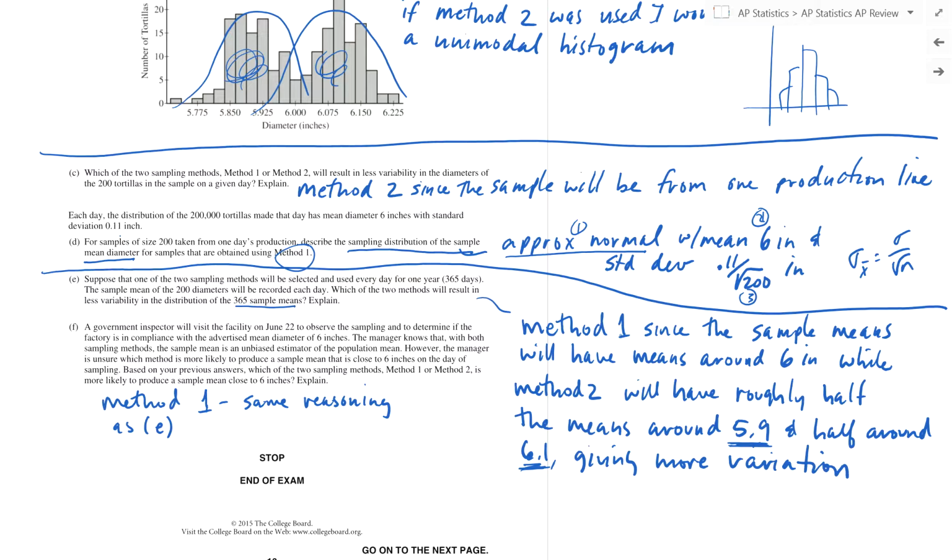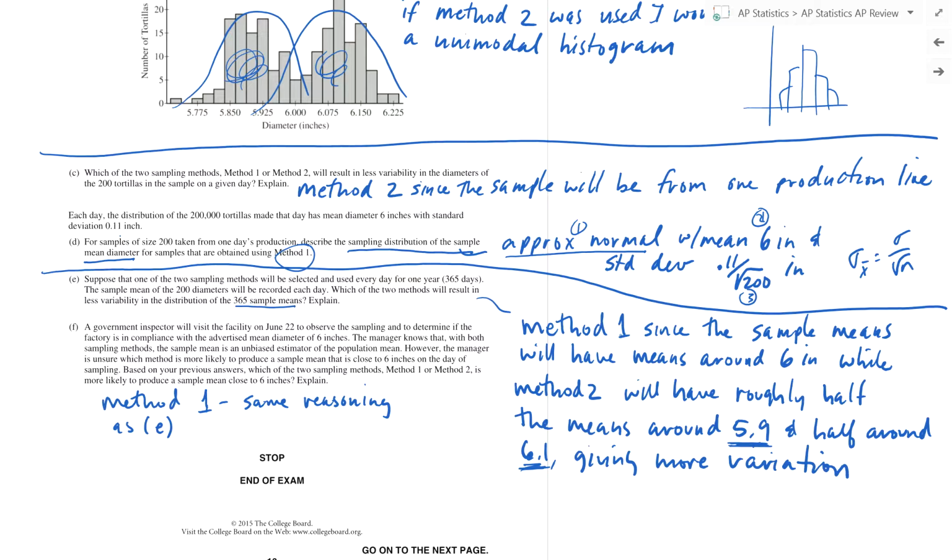Make sense? And then F says a government inspector will visit the facility on June 22nd to observe sampling to determine if the factory is in compliance with the advertised mean of 6. The manager knows that with both methods, the sample mean is an unbiased estimator of the population mean. That just means it's a good estimate for it. However, the manager is unsure which method is more likely to produce a sample mean close to 6 inches on the day of sampling. Once you read that, you should go, I just answered that.